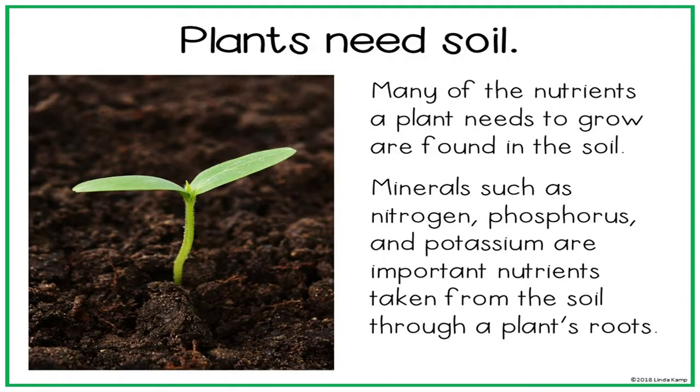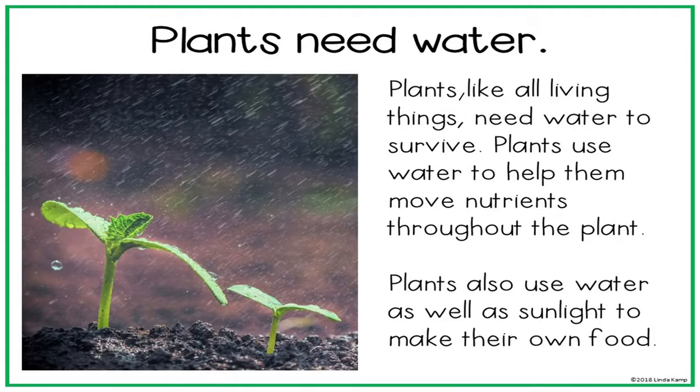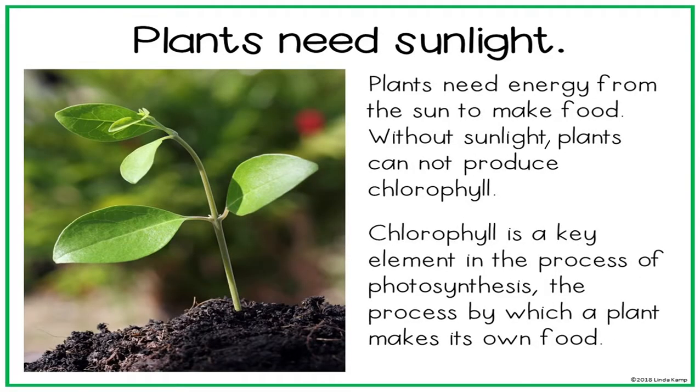Plants need soil. Many of the nutrients a plant needs to grow are found in the soil. Minerals such as nitrogen, phosphorus, and potassium are important nutrients taken from the soil through a plant's roots. Plants need water. Plants, like all living things, need water to survive. Plants use water to help them move nutrients throughout the plant. Plants also use water as well as sunlight to make their own food.